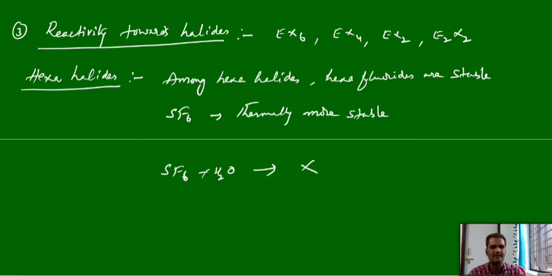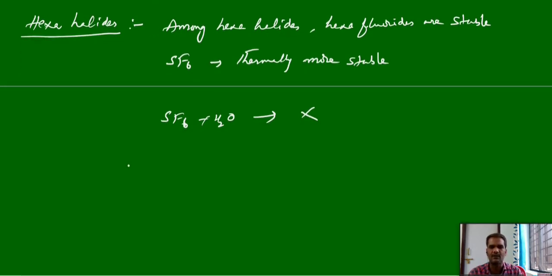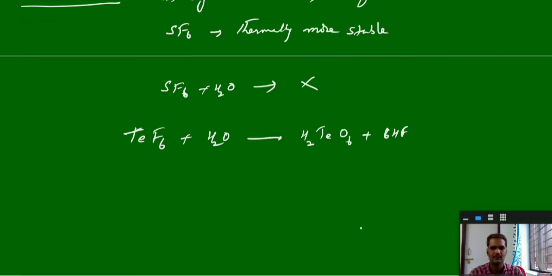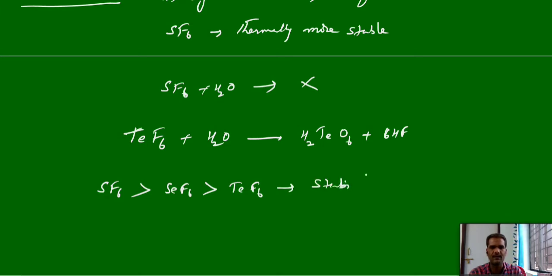But other halides, like tellurium hexafluoride, can undergo hydrolysis, while sulfur hexafluoride will not. Then it can give telluric acid, H2TeO6. And for the stability of these halides, sulfur hexafluoride is more stable, then selenium hexafluoride, then tellurium hexafluoride. This is the stability order of the fluorides of sulfur, selenium and tellurium.